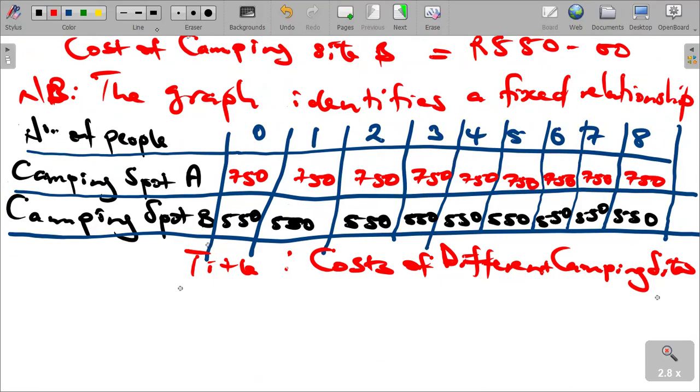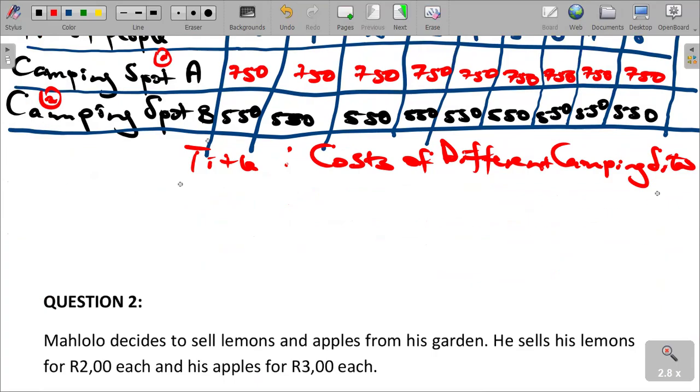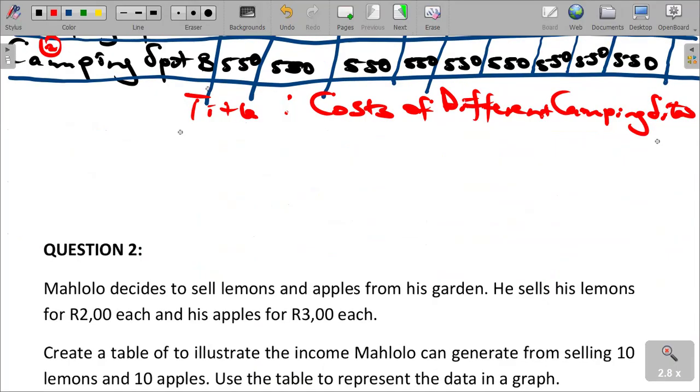The 2 sets of data are camping site A, which is set 1, and camping site B, which is set 2. Both of them we are going to present on the same set of axes. One thing that you need to understand is that you can give the line graphs representing these data sets a different format of presentation.